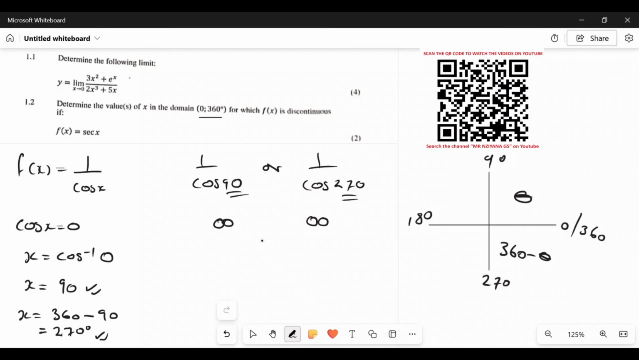I hope you guys managed to understand this. It's really not that difficult. What you need to do here, you must first have a fraction, and then the denominator you equate it to 0 and you solve for x values. That's it. Okay, people, this is the end of question 1.